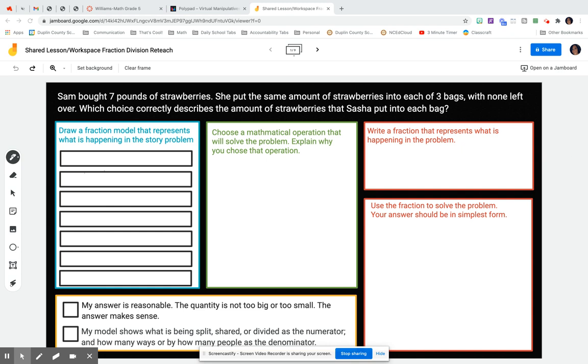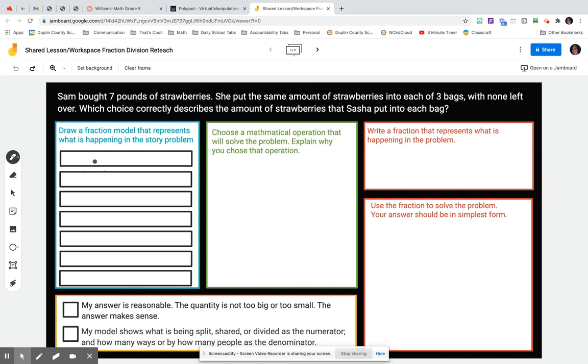So let's take a look at problem 1. Now, these problems are going to be super similar to what was on your quiz, just changed names and quantities. So we're going to look at the first one that says Sam bought 7 pounds of strawberries. So this is just like that blueberry problem. She put the same amount of strawberries into each of 3 bags with none left over. Which choice correctly describes the amount of strawberries that, I see I need to change that to Sam because I changed some names, Sam put into each bag?